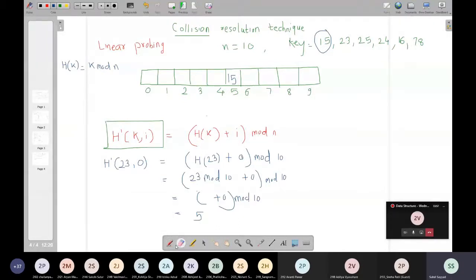Whether 3 is available? Yes, 3 is available. So I will store 23 over here. No collision, so no problem. So 23 is also processed. Up till now it is clear, my dear students.